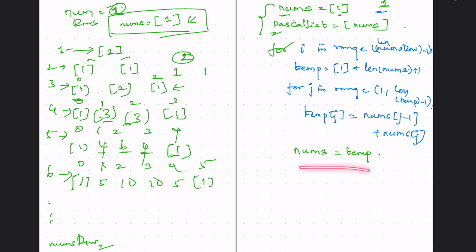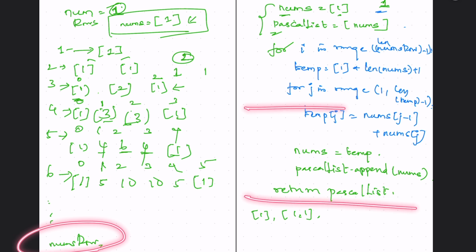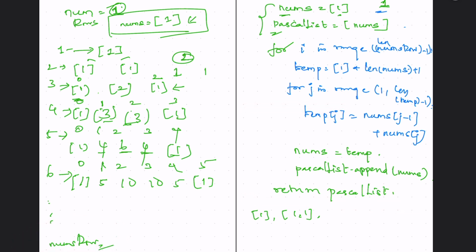Got it? Now once you have assigned, we have to add it to the Pascal list as well, right? Now this Pascal list will have initially 1, then 1 1. Got it? Now we are returning the Pascal list after we traversed the given nums row. Got it? I hope this makes sense. This is the exact solution that I have used to solve the given question.